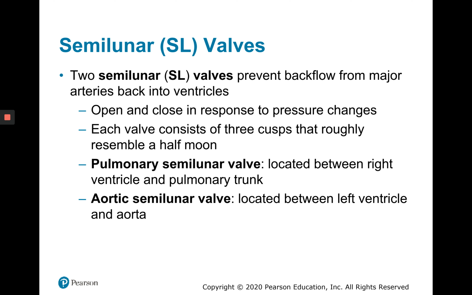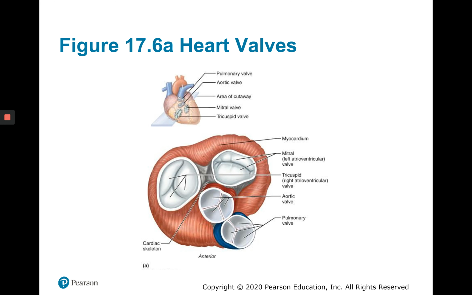So first, some anatomy about the semilunar valves. There's two of them. We know there is the pulmonic or pulmonary semilunar valve and the aortic semilunar valve. We know that semilunar valves are going to separate the ventricles from major arteries, but they're also preventing backflow from major arteries back into the ventricles. Remember, blood flow is unidirectional. So they're also going to open and close in response to pressure changes, and each valve is going to consist of 3 cusps that we saw in that last slide.